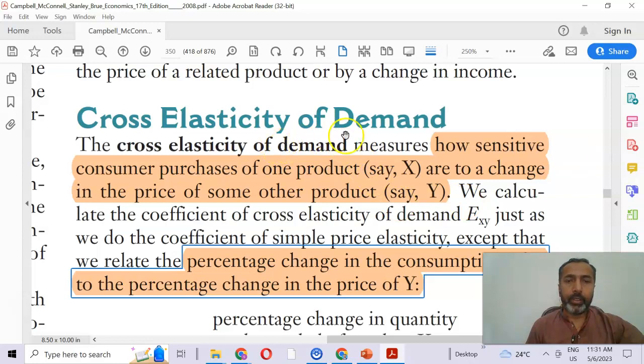However, in cross elasticity of demand, we see how sensitive consumer purchases of one product are to a change in the price of some other product. For example, if we want to see how demand for Coke responds to a change in the price of Pepsi, that will be cross elasticity of demand, because we believe that demand for one product does not depend upon the price of the same product only, but also upon the price of other related products.